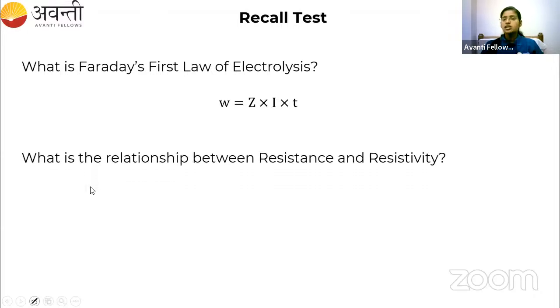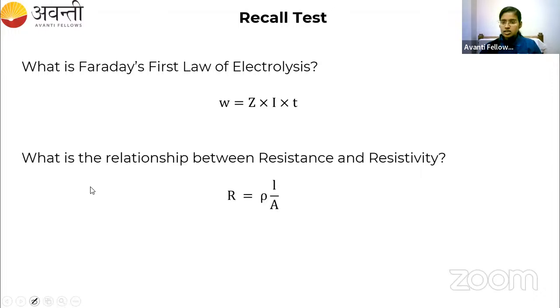What is the relationship between resistance and resistivity? Can anyone give me the answer? Resistance is actually R and resistivity is rho, right? We have studied one formula for that also. Can anyone give me that formula in the chat box? Can anyone give me the answer for this? Very good. R is equal to rho into L by A. Very good, JNB Shimoga. So R is equal to rho into L by A is the relationship between resistance and resistivity. Okay, so these are some of the things we have discussed in the previous class.